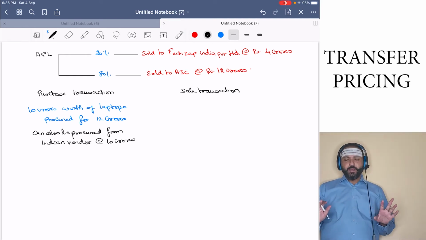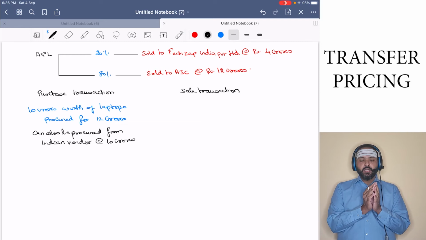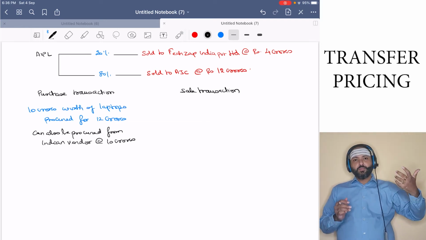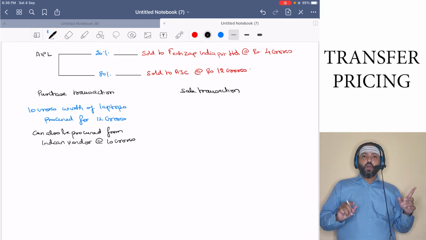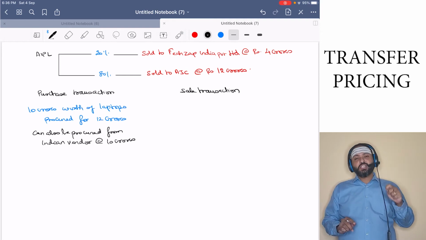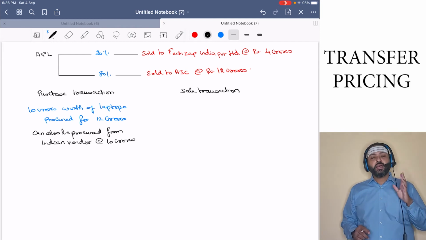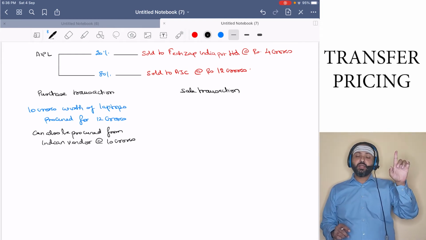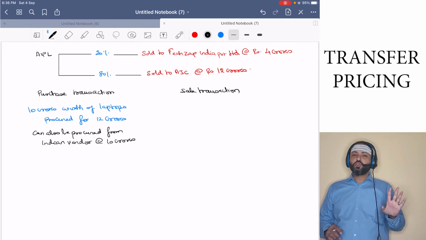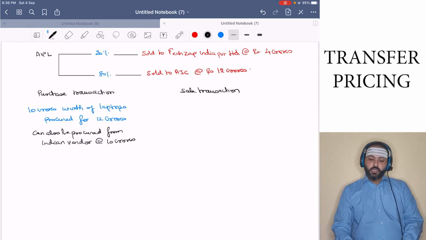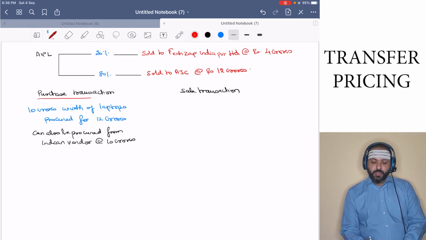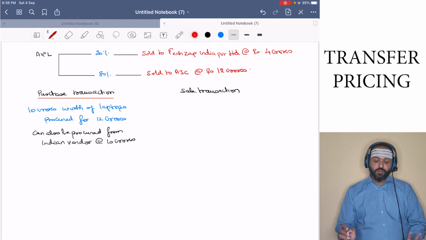So what can be done by AIPL, the Indian entity, can either purchase from Singapore from an unrelated person, or AIPL can purchase from an Indian vendor at 10 crores. But what has AIPL done? They have purchased from the Singapore entity at 12 crores, goods worth only 10 crores. Okay, so this is the impact of the purchase transaction. Let us keep this aside for the time being.